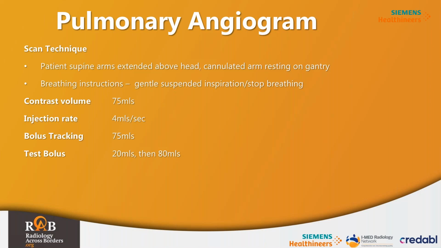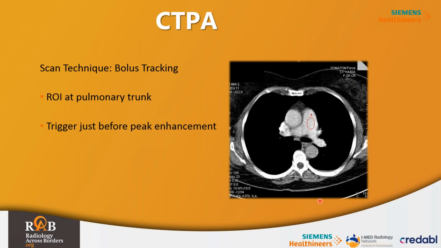So they'll do a 20 mil injection of contrast. They'll then have a look at it coming in through the pulmonary trunk. The system will decide what's peak Hounsfield unit and the time to peak. And then they will set that as the scan delay, inject 80 mils, and then scan at that set delay. So using bolus tracking, we've set the ROI in the pulmonary trunk, and you can either trigger it before or you can let it trigger at 100 and then it will scan.